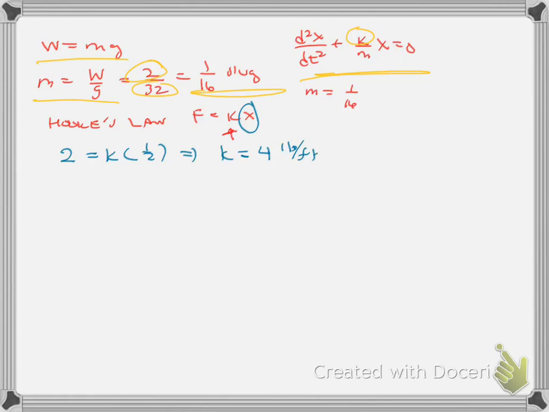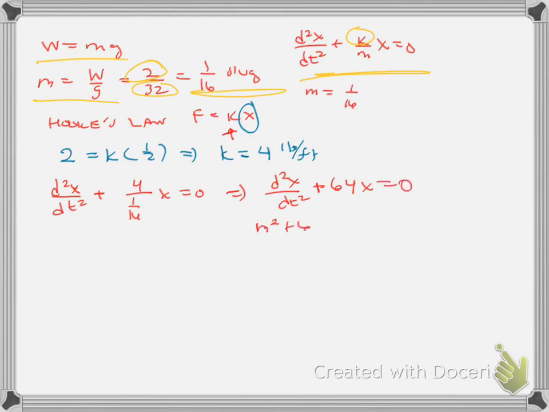Okay, and so now we can set up our differential equation. d squared x over dt squared plus k, which is 4, right? And then m is 1/16, x equals 0, and that will go to d squared x over dt squared plus 64x equals 0. And if we look at the auxiliary equation, although we already know what it's going to be, m is equal to plus or minus 8i. Okay, and so that means our x of t is c1 cosine of 8t plus c2 sine of 8t.